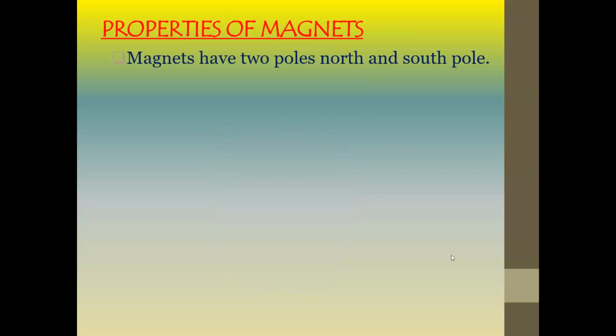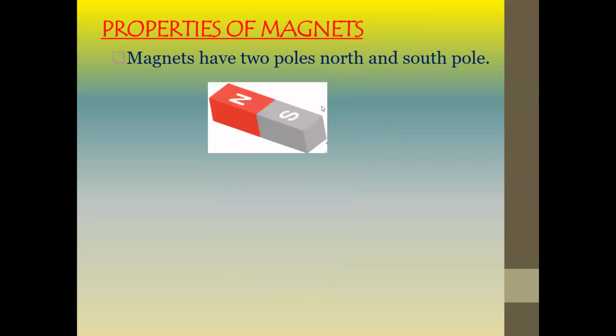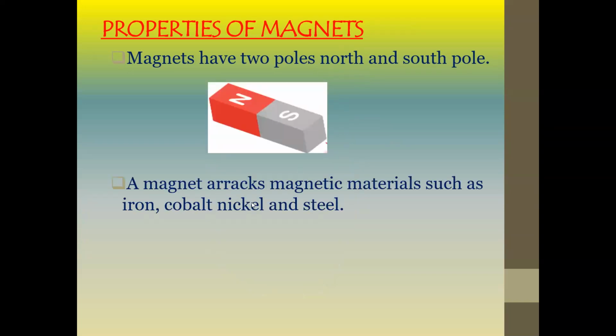Some general properties of the magnet. Magnets have two poles, north and south. A magnet attracts magnetic material. What are the magnetic materials? Some magnetic materials are iron, nickel, cobalt, and steel.